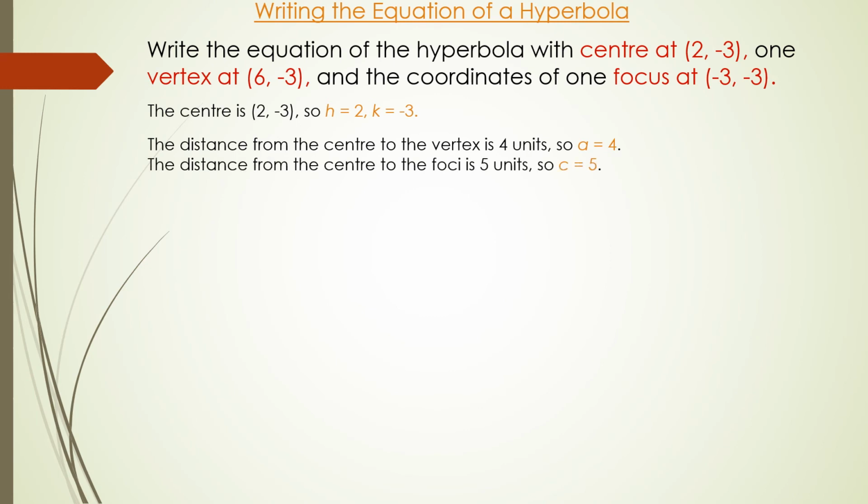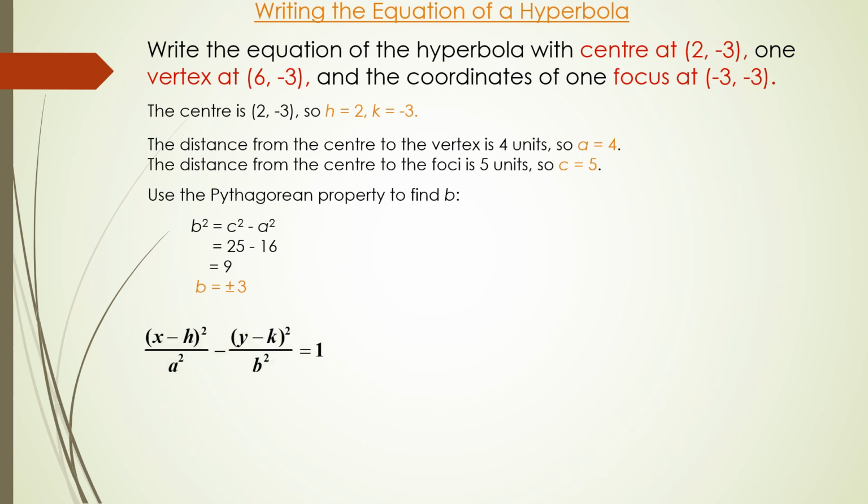Then, our c is 5 units, center to focus. Using the Pythagorean theorem, b squared equals c squared minus a squared. So, that will be 25 minus 16, and that will be 9. The square root of 9 is positive or negative 3. Of course, always positive and negative 3 for a square root.